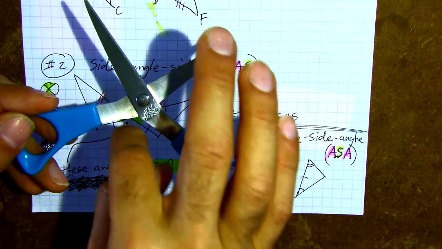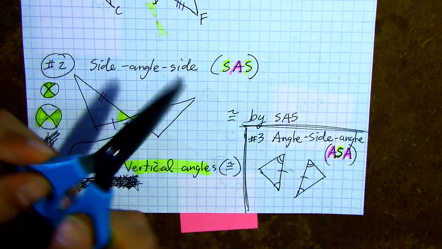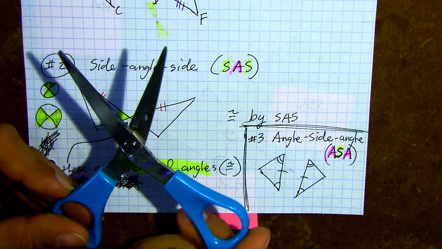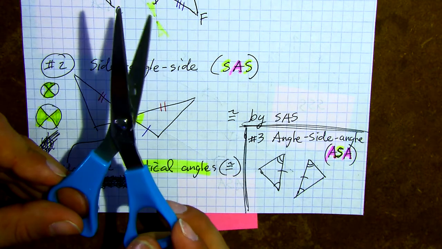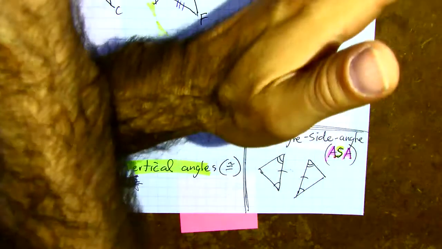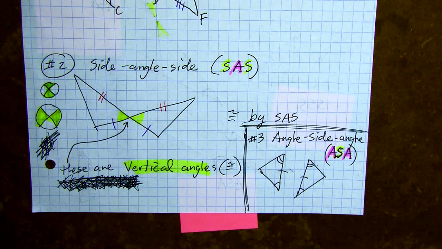The opening here is the same as the opening over here, and that is really talking about vertical angles. Any two lines that intersect are always going to make vertical angles.